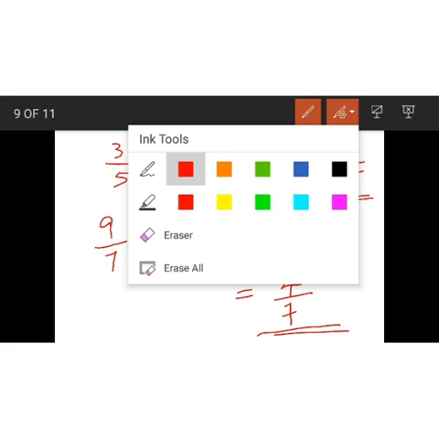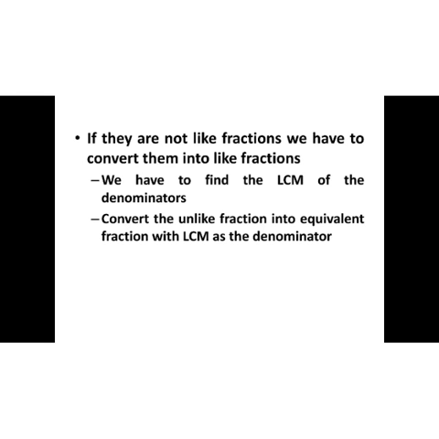Now, let's move on. If the fractions are not like, then we have to convert them into like fractions. That means when we add or subtract fractions with different denominators, we have to first find their equivalent fractions with the same denominator. So what we have to do is find the LCM of the denominators and then convert the unlike fractions into equivalent fractions with the LCM as the denominator. Let me explain it with an example.